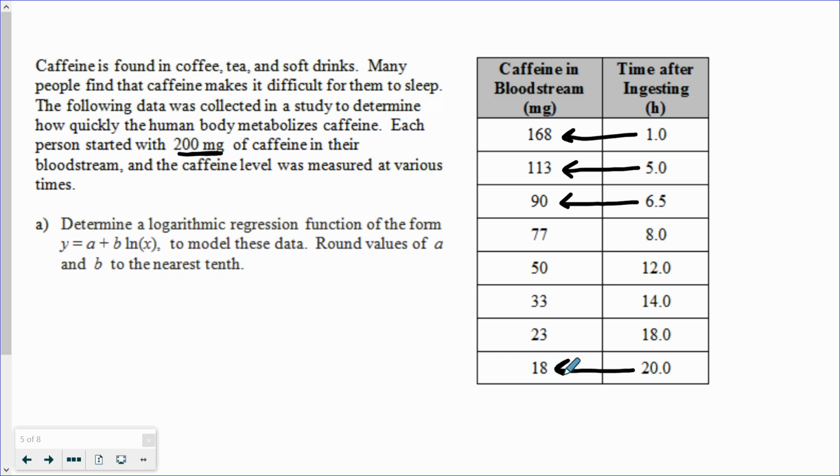First things first, you don't have to understand any of what's going on here to do part A. You just need to be able to put in your L1 and your L2, representing X and Y, and perform the regression. So pause the video for a second and perform that regression. It says to the nearest tenth, and I'll put mine up in a second.